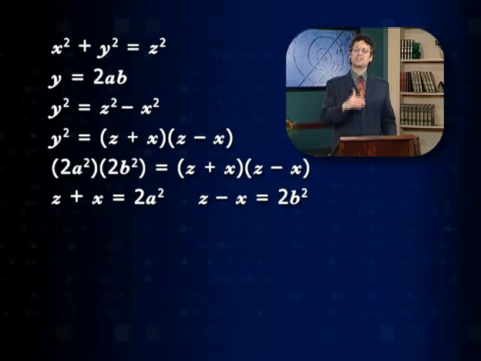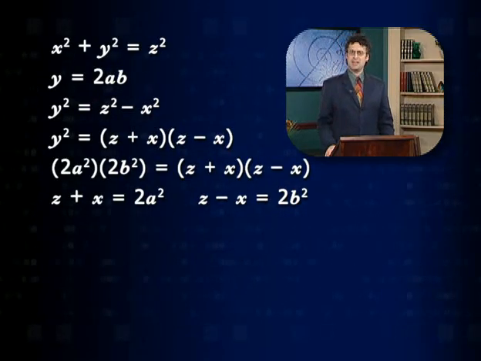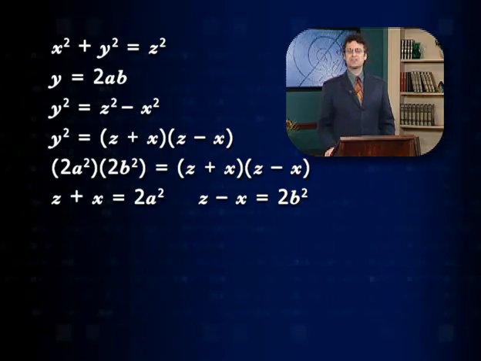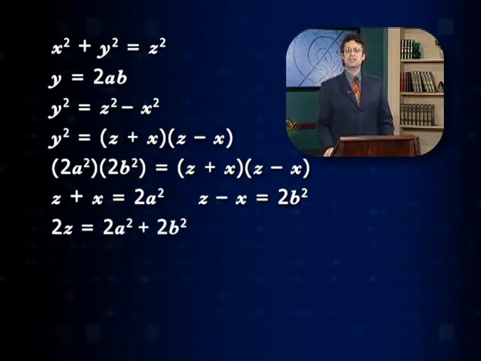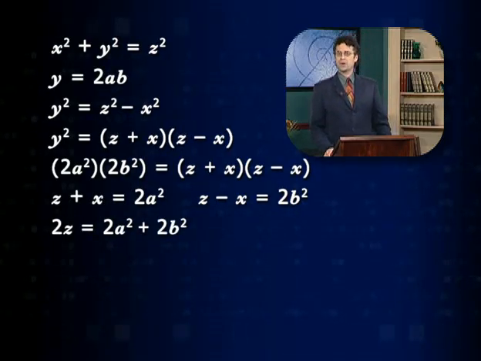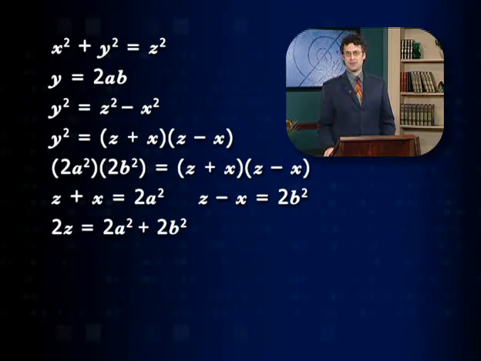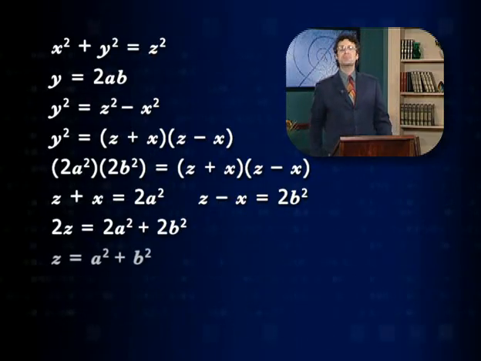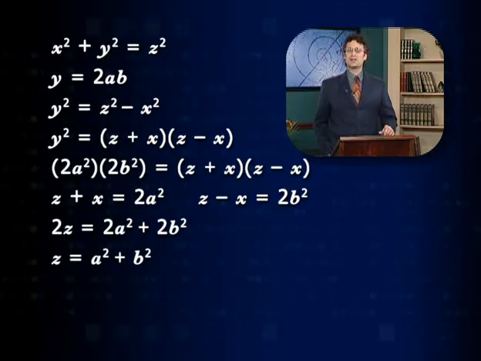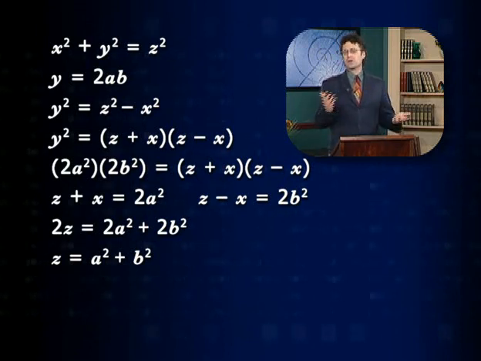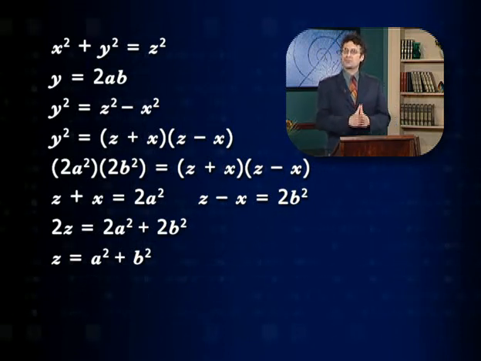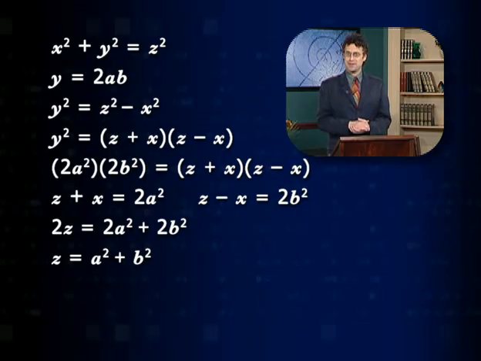Well, if we now take these two equations, which we have simultaneously, and we add them together, we see that the x's drop out, and I'm just left with 2z equals 2a squared plus 2b squared, which, after dividing both sides by 2, simplifies to z equals a squared plus b squared. Now, notice that z is a natural number because a and b were any natural numbers. So we just found what z equals in terms of a and b.